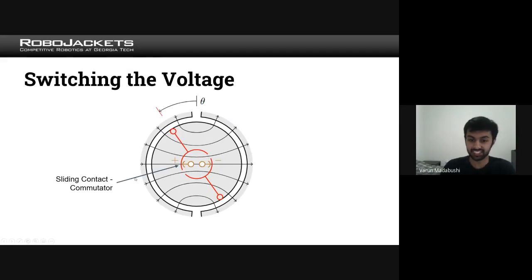So we add this thing called a commutator, and the commutator is a sliding contact which switches the polarity. So you can imagine that once this wire has reached here, this wire has reached here, these little sliding points are going to switch to touching the other corresponding contact. So this means that the motor is going to change the polarity across the coil as you transition from having the motor in this direction to having the motor in this direction.